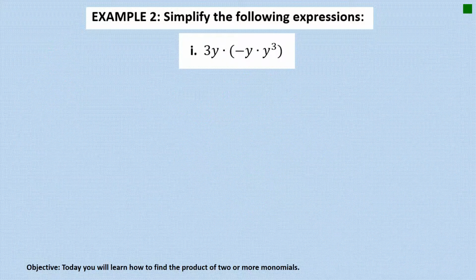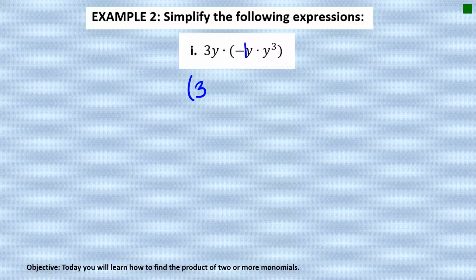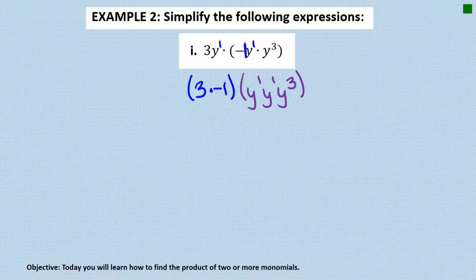Anticipation. Okay, so on here, I've got a 3. Now that negative, remember, has a 1. Look at all these ones we're going to put in. You are going to be like little Mr. 1. The 3 is a number, the negative 1 is a number. When I bring the y's, I've got y to the first, y to the first, y to the third. So now 3 times negative 1 is negative 3. How many y's are there altogether? 1 plus 1 is 2, plus 3 is 5.